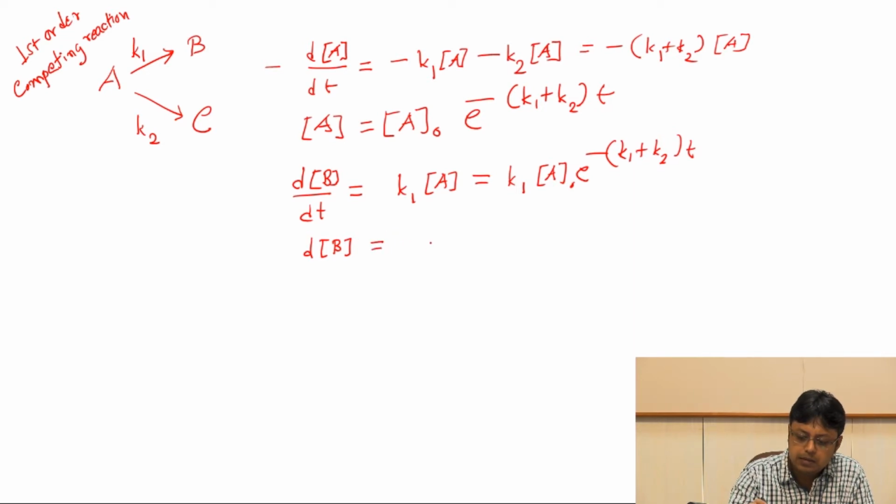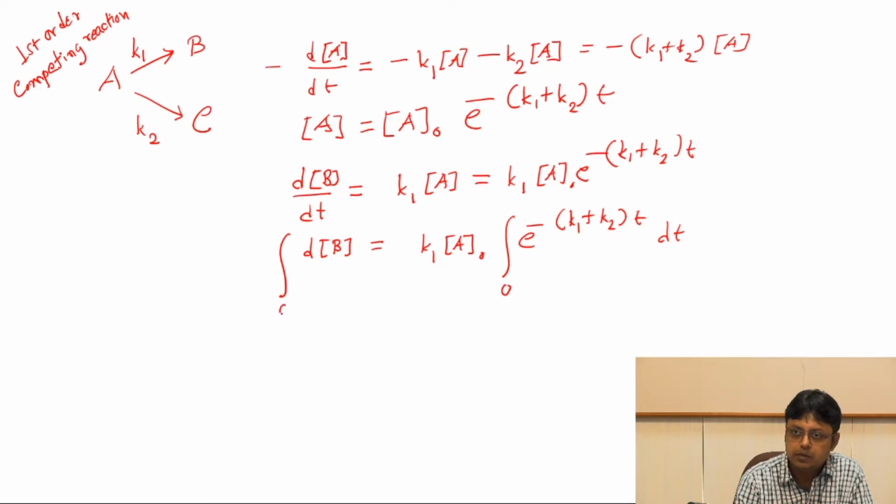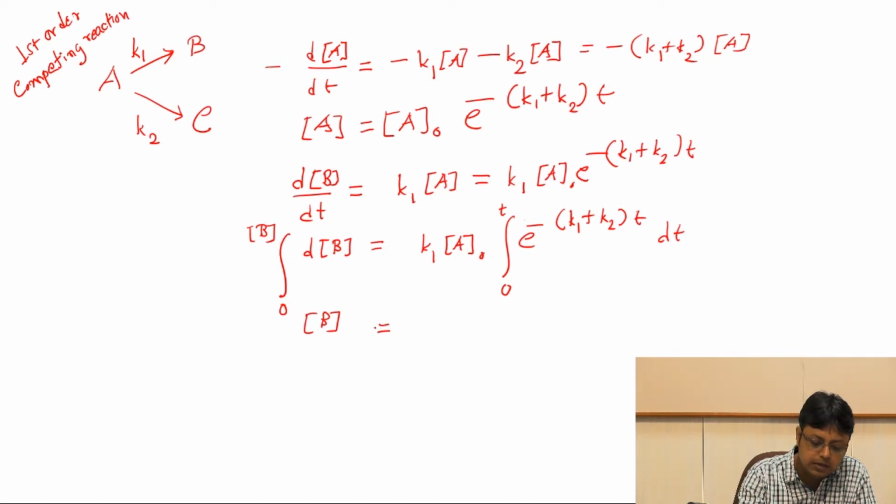dB is nothing but k1 into A0, remember A0 is a constant, into e to the power minus (k1 plus k2) into t dt, and we can assume that at time 0 the initial concentration of B was 0, and at some arbitrary time t the concentration of B was just B. So my left hand side integration will be just B, and for the right hand side, it's the integration of e to the power mx dx, which is nothing but e to the power mx divided by m.